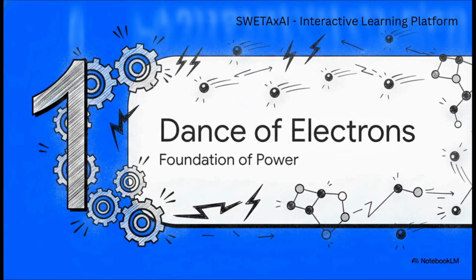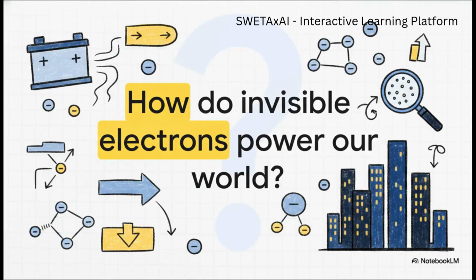Section 1. The dance of electrons, foundation of power. Because honestly, before we can assemble our engine, we have to understand the fundamental fuel that makes the whole thing run. It really is a mind-bending question when you stop and think about it. How does something so incredibly microscopic, something completely invisible to the human eye, generate the massive electrical power required to start a car or light up an entire city? Well, it all comes down to a chemical transaction, a push and a pull.